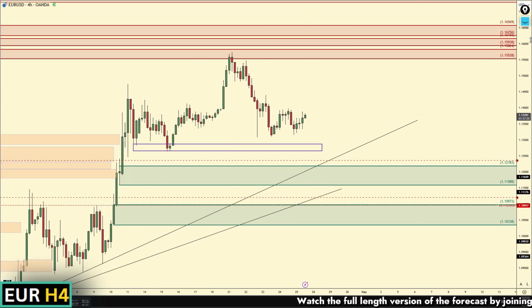So we have an area of liquidity down here at about 1.13.